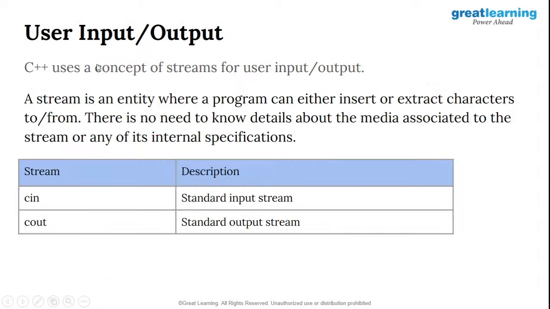All right, user input and output. I've already explained to you guys cin and cout. So these are basically standard input stream and standard output stream. Standard input stream is used for collecting values. Standard output stream is basically for pushing out values into the output console. A stream is an entity where a program can either insert or extract characters to and from. There is no need to know details about the media associated to the stream or any of its internal specifications. Just know that cin and cout are some things that we use to input and output things.